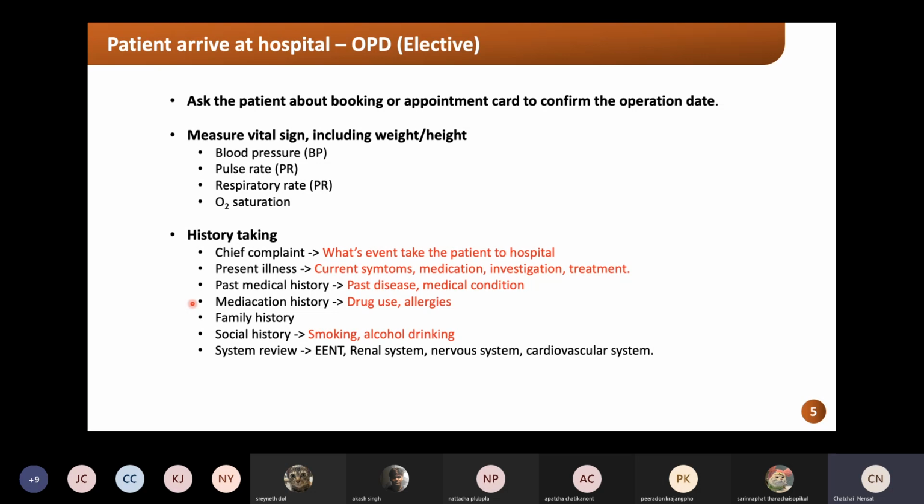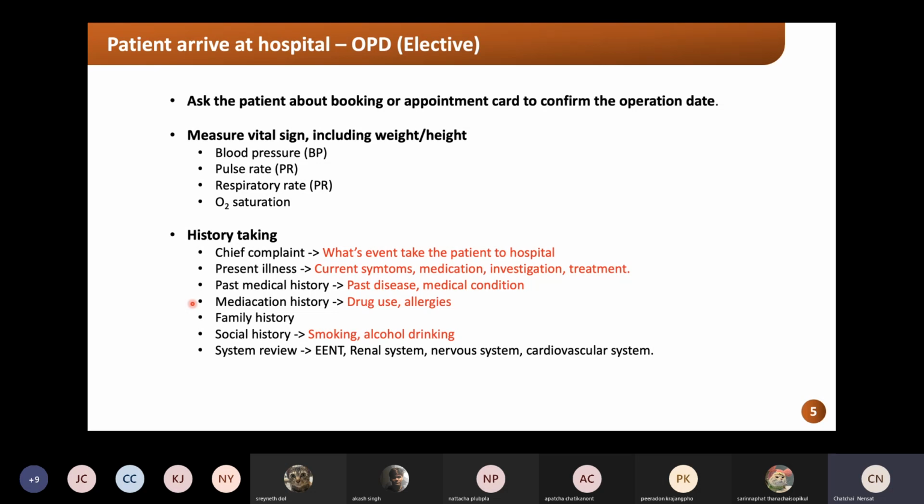And the fifth one is about family history. We have to ask whether in the family there is another person who suffers from a disease that relates to the patient, like DM or heart disease, something like that.